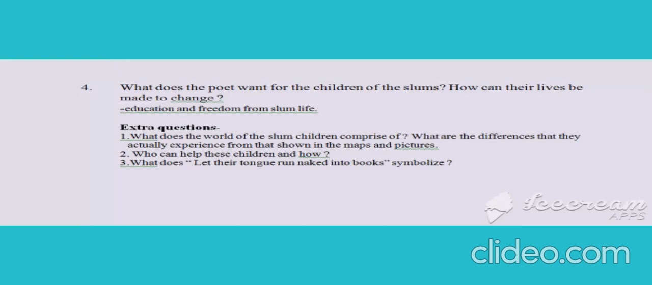I have some extra questions. You can see there are 3 questions. What does the world of the slum children comprise of? What are the differences that they actually experience from that shown in the maps and pictures? Who can help these children and how? And the last question is, what does let their tongue run naked into their book symbolize? And at the time of explanation I have explained everything, so these 3 extra questions you'll be able to do properly, I hope.